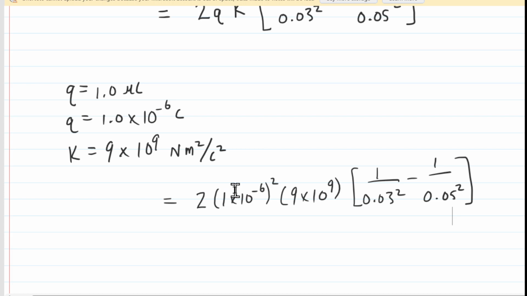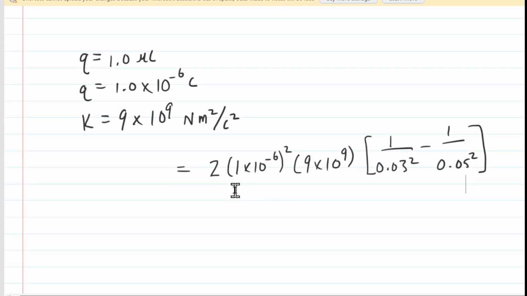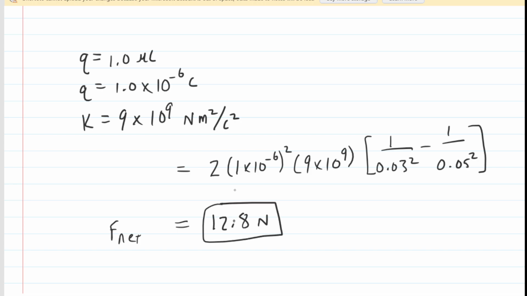So let's go ahead and plug in. And when you carefully evaluate that on your calculator, you should get a net force acting on charge 3 equal to 12.8 newtons. Now notice it came out positive 12.8 newtons, and that means that the overall net force is acting to the right on Q3.